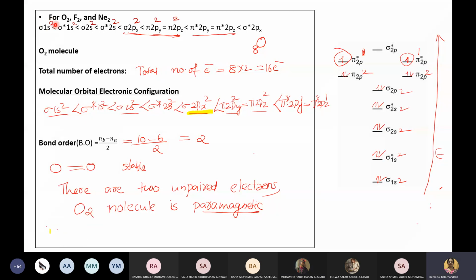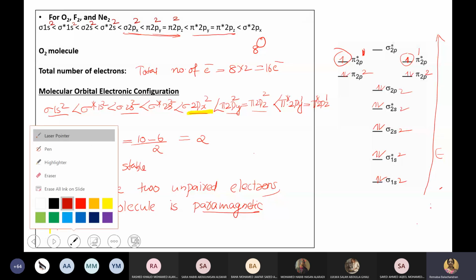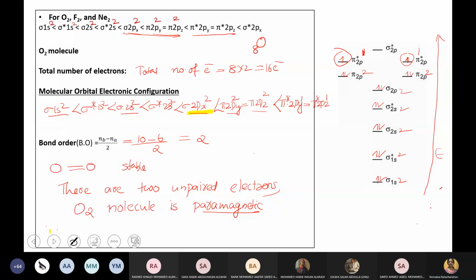Now in total, how many electrons did we use already? 2 plus 2, 4, 6, 8, 10, 12, 14. How many electrons do we have? 16. We used 14. Now we have 2 electrons left. 16 minus 14 is 2. So how will I write that 2 here?